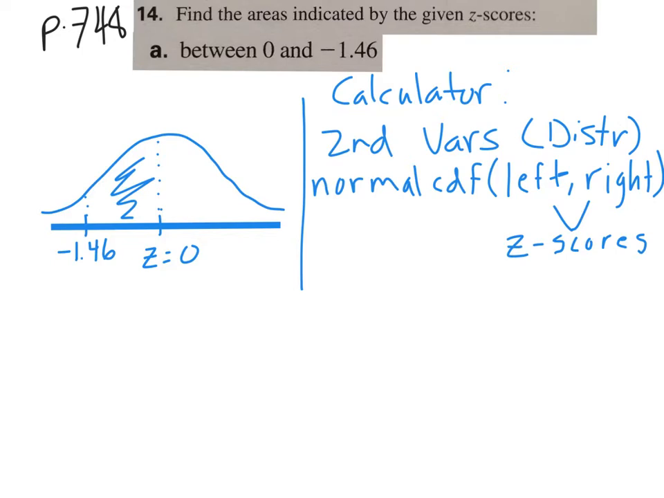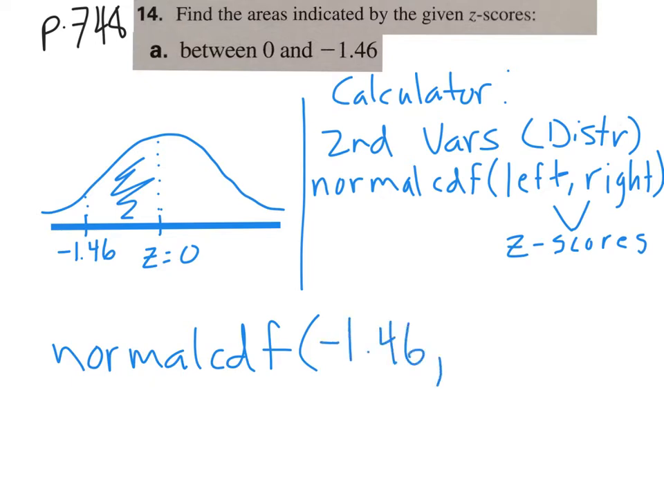Well, that's great because that's exactly what we want. We want the percent of values under this curve within this range. And the way you enter values into normal CDF is you always enter left, comma, right value. So for our problem, we're going to go to our normal CDF, and then we're going to enter our left bound, which is -1.46. Going to enter a comma.